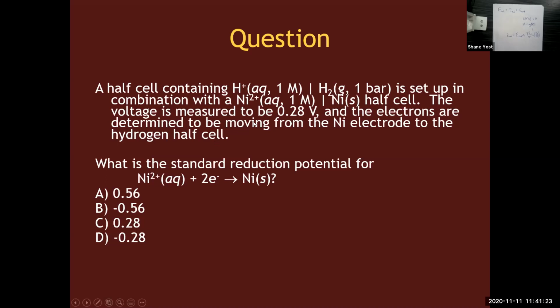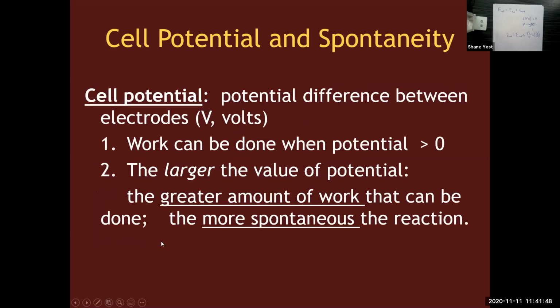That makes sense. I'm happy to draw it out and show it. But again, the idea here is you're being told that nickel is being oxidized in the overall cell. The overall cell has a positive cell potential of 0.28, which means that the oxidation reaction has to have a positive cell potential of 0.28, and so the reduction has to be minus 0.28.